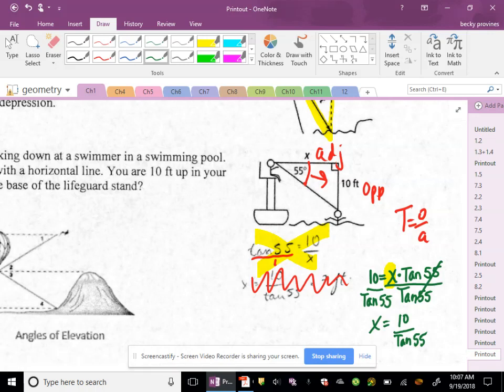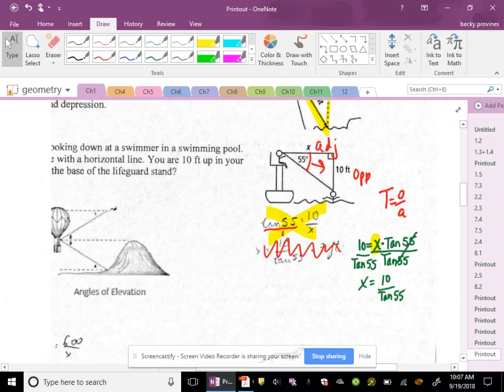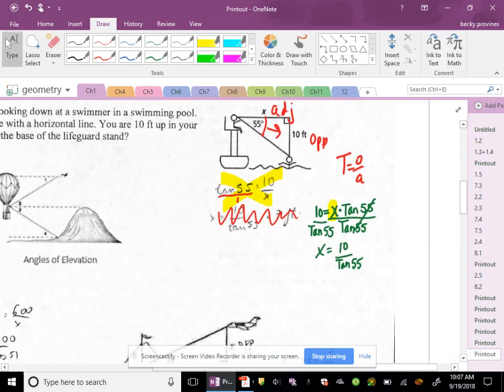Okay, let's grab a yellow calculator. Let's type it in. 10 over tangent 55. And on my calculator, I have 7.00207. Now, normally we round this to, let's see, does it say on here? How far is the swimmer from the lifeguard stand? If it doesn't say, I usually round to 1 decimal place. So that just rounds to 7, and the unit is feet. So you're 7 feet away from the lifeguard.